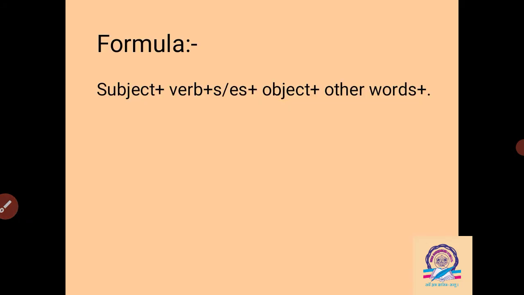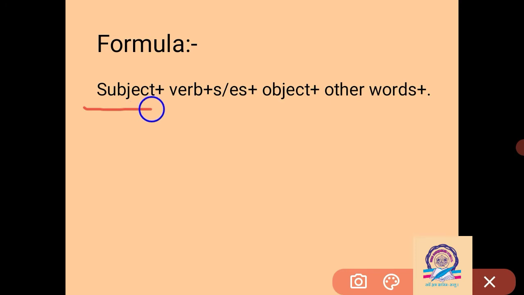The formula is given here. So first of all, what is used here? We use the subject here. We have to write the subject first. Subject means noun or pronoun. Subject means the sentence beginning with a noun, where a noun means the name of any person, place, animal, bird or thing. Then pronoun means I, we, you, they, he, she, it.